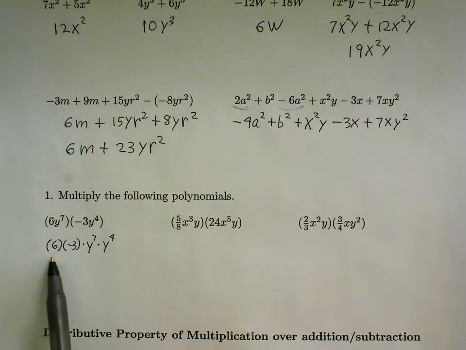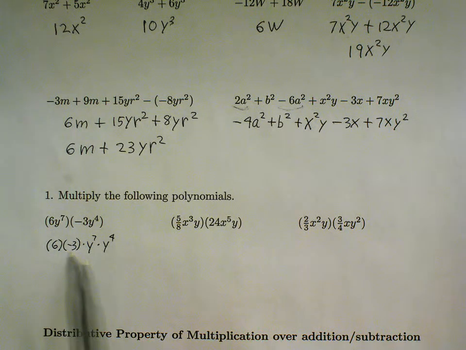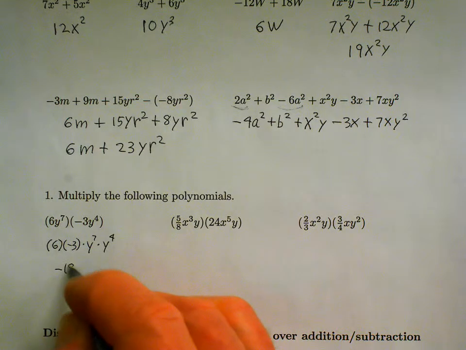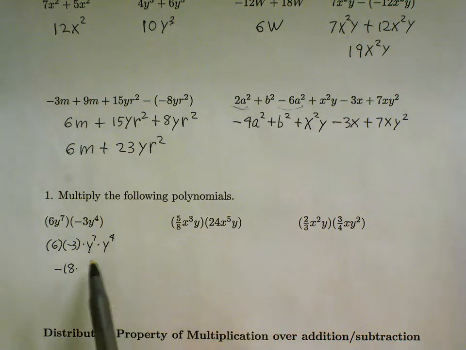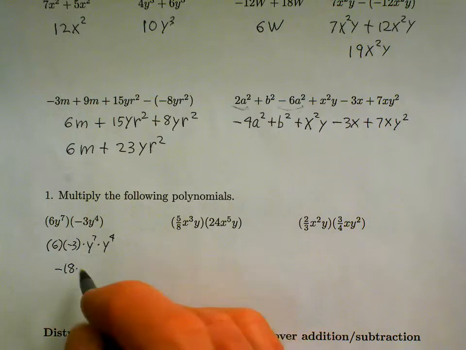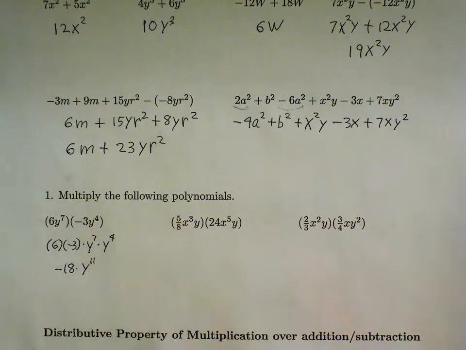And we multiply the constants, 6 times negative 3 to get negative 18. And then we're multiplying that by y to the second times y to the fourth. Now we can apply one of those properties of exponents. And we get negative 18 times y to the 6th. Here we're adding the exponents, 2 plus 4.